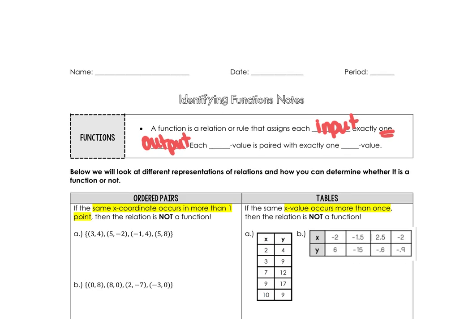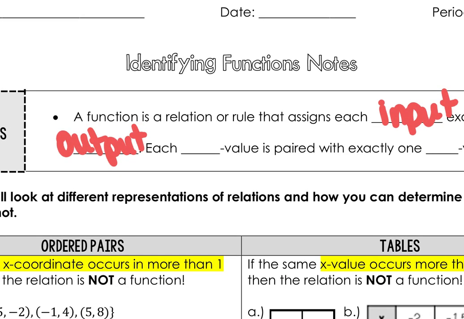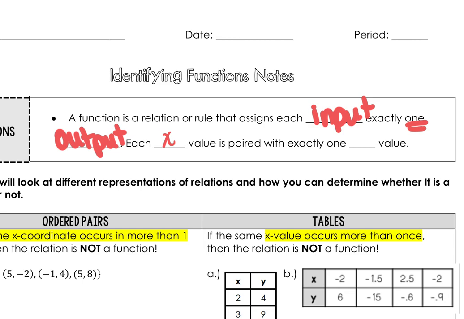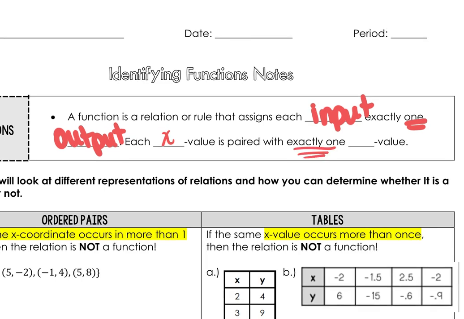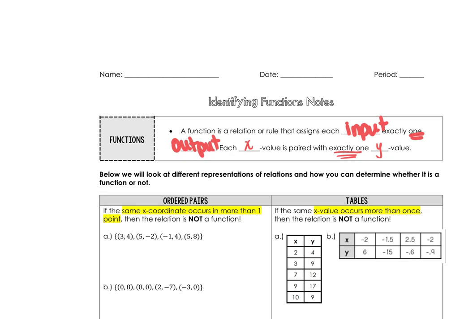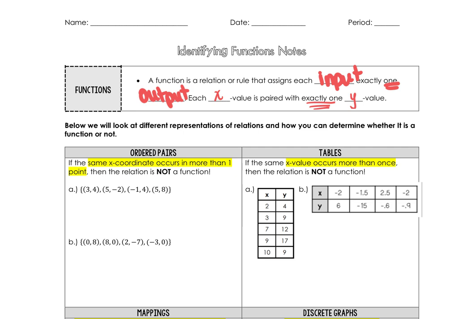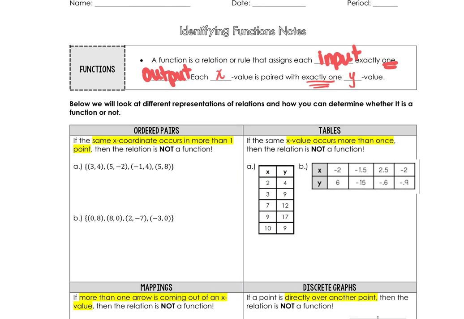When we say input and output, what we mean is that each of our x values is paired with, once again, exactly one y value. So what we are looking for to determine if something is a function is whether each x only has one y. Below, we're going to look at different representations of relations and how we can determine, no matter which representation you're given, whether or not it represents a function.